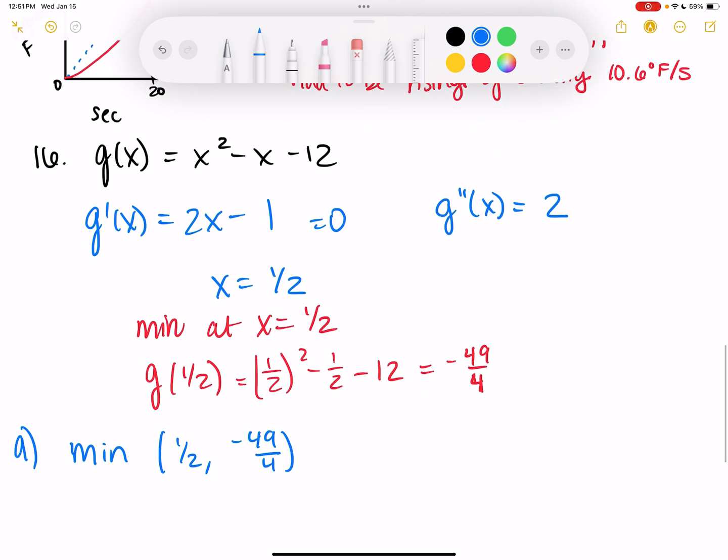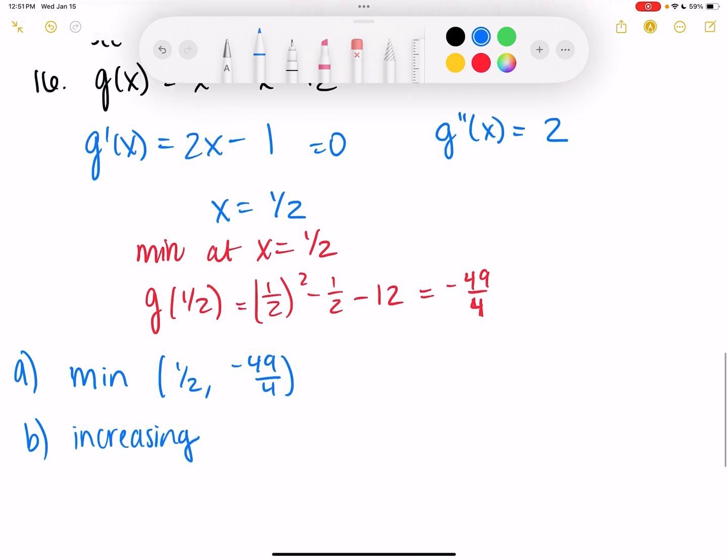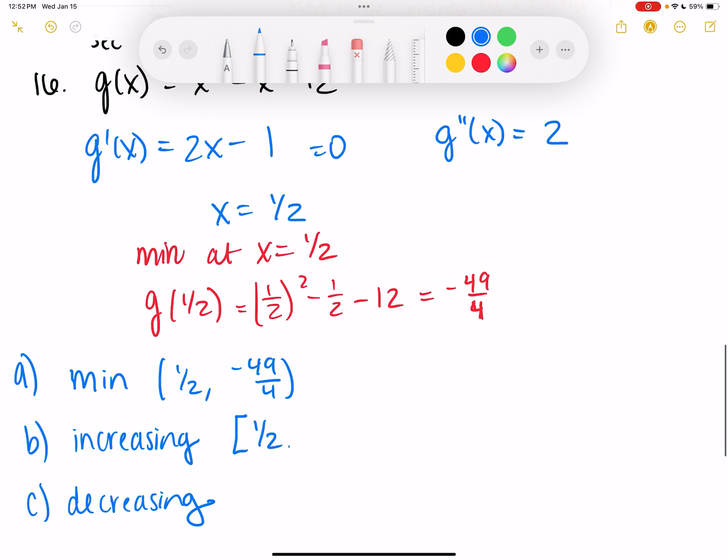Then I want to know where it is increasing and decreasing. Based on what we know, where would it have to be increasing? Points like 2 and above. 2. 1/2. Oh, 1/2, I mean. Yes. Yeah, 1/2 to infinity.